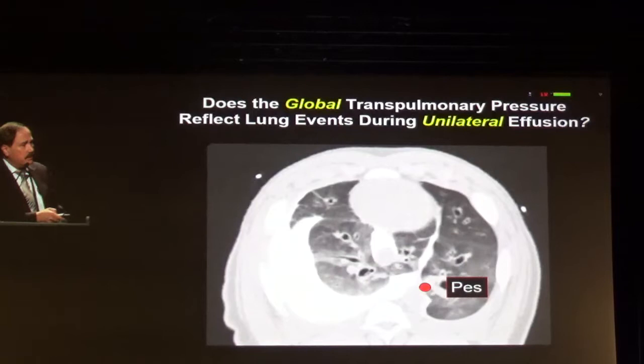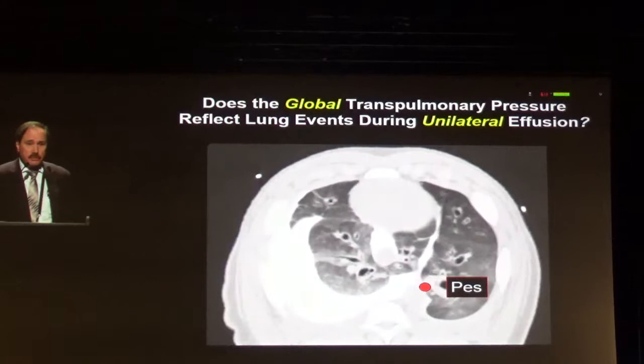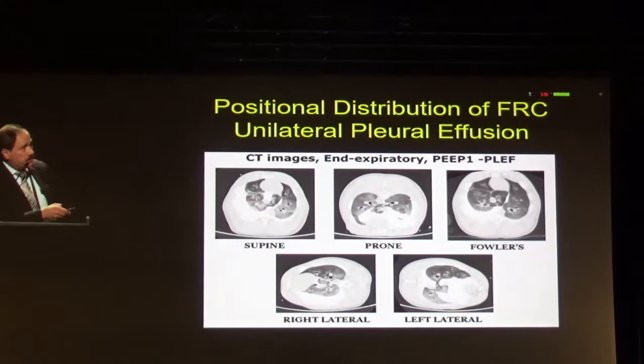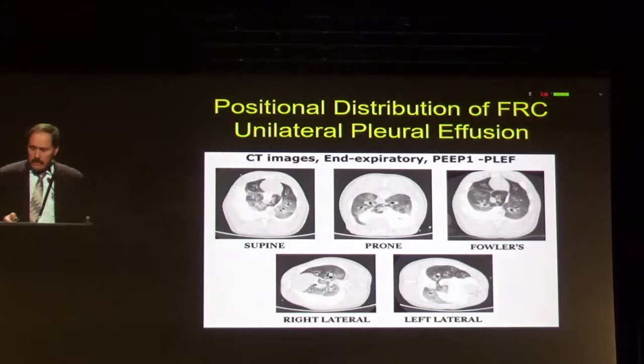How well does the esophageal balloon pressure record the environment when it's highly non-symmetrical, with a large pleural effusion on one side, no pleural effusion on the other side? How reliable is our esophageal pressure under those highly non-symmetrical circumstances? We also looked at the effusion in supine, prone, Fowler position at 30 degrees, right lateral position and left lateral position, tracking how well the esophageal balloon tracked pleural pressure and therefore transpulmonary pressure.